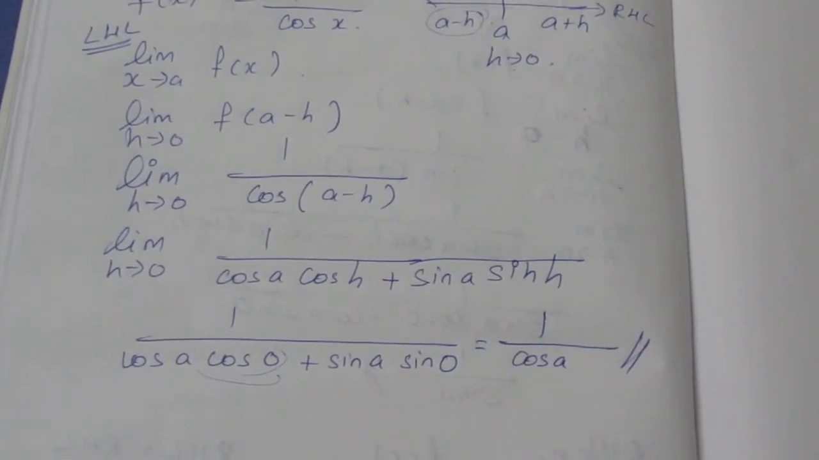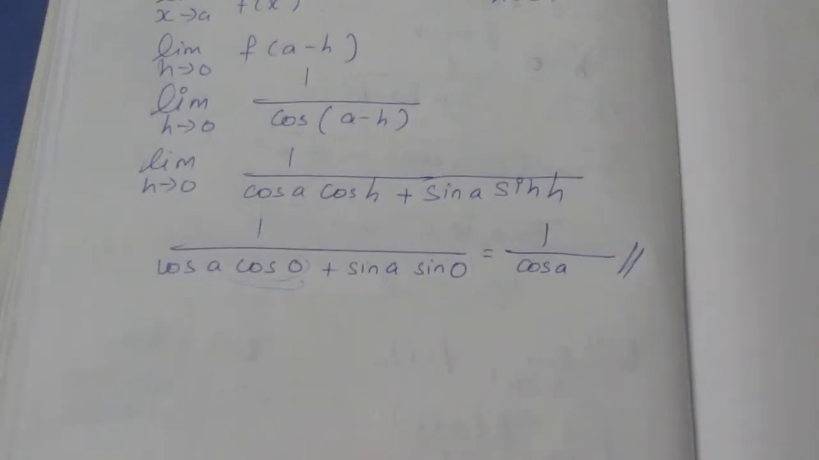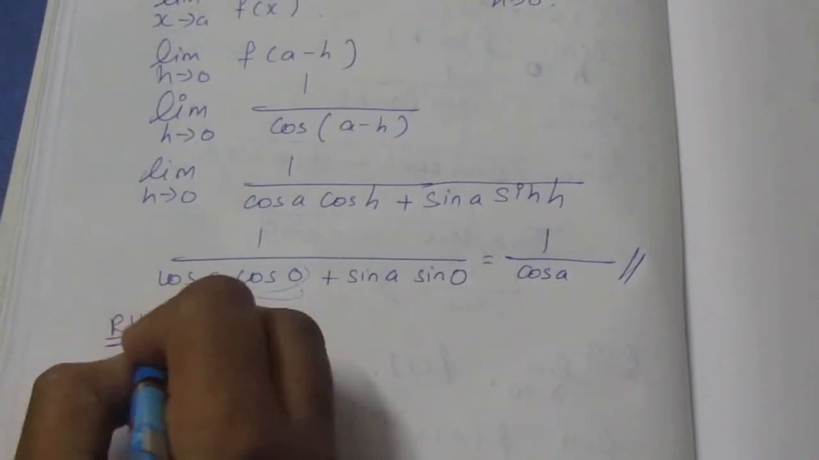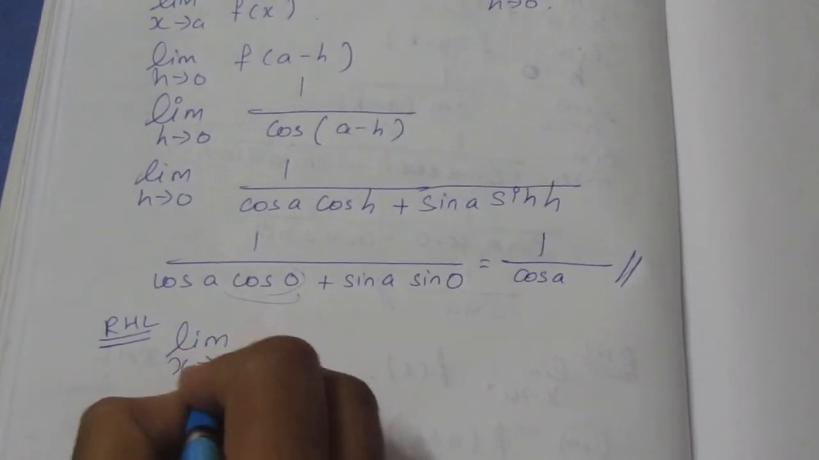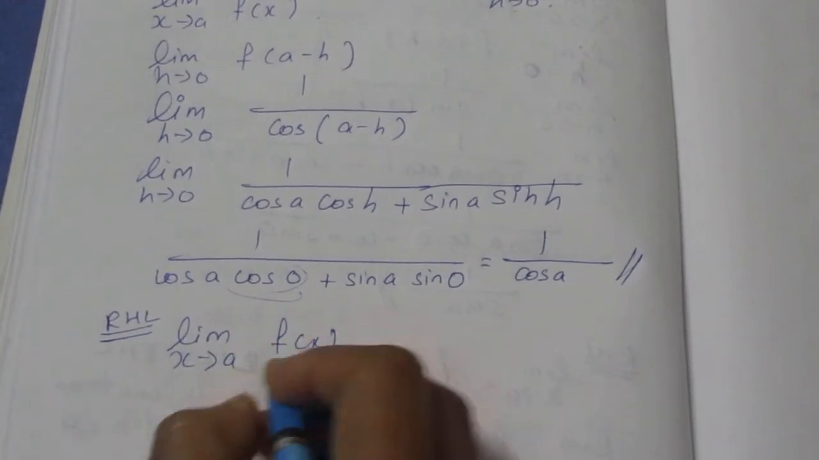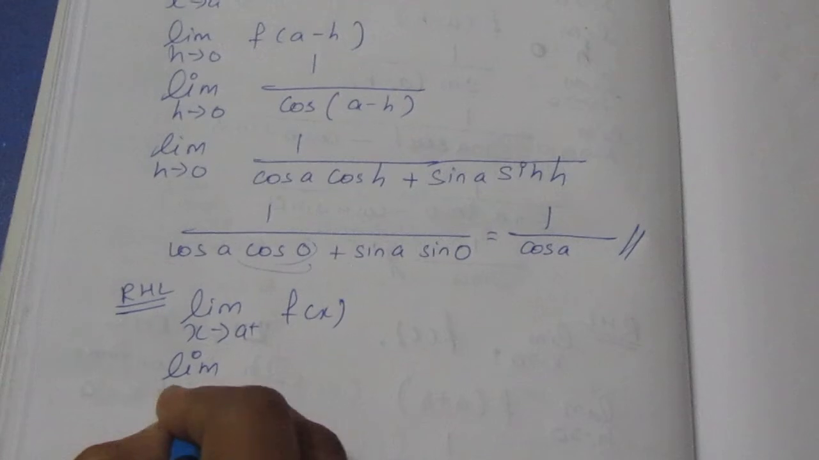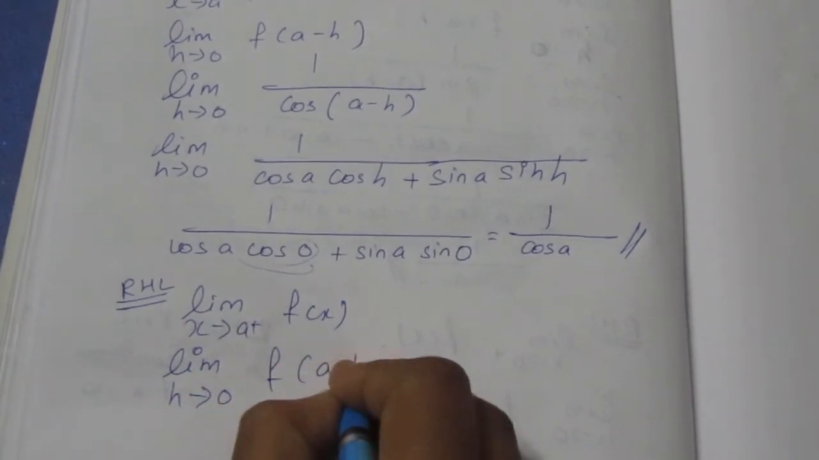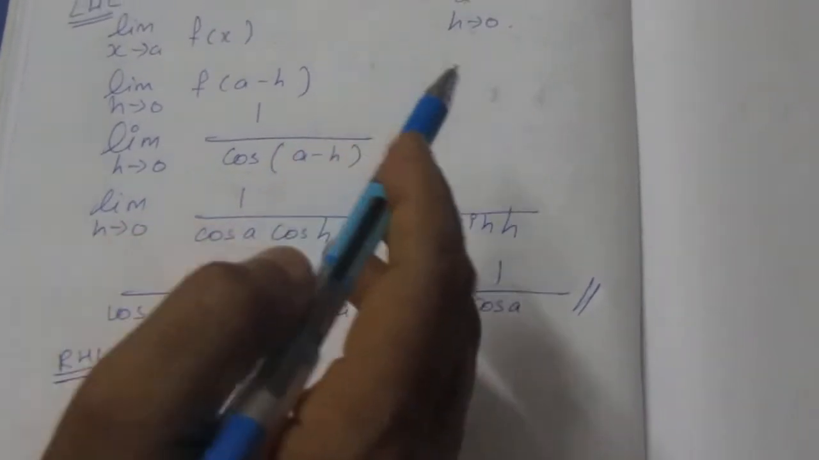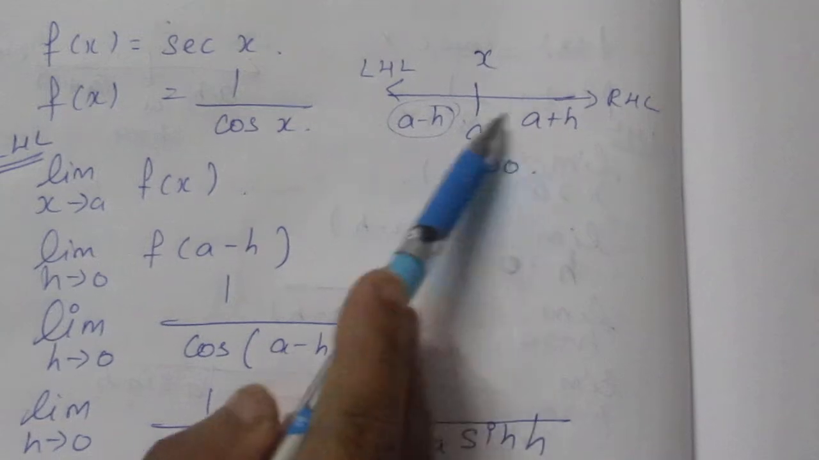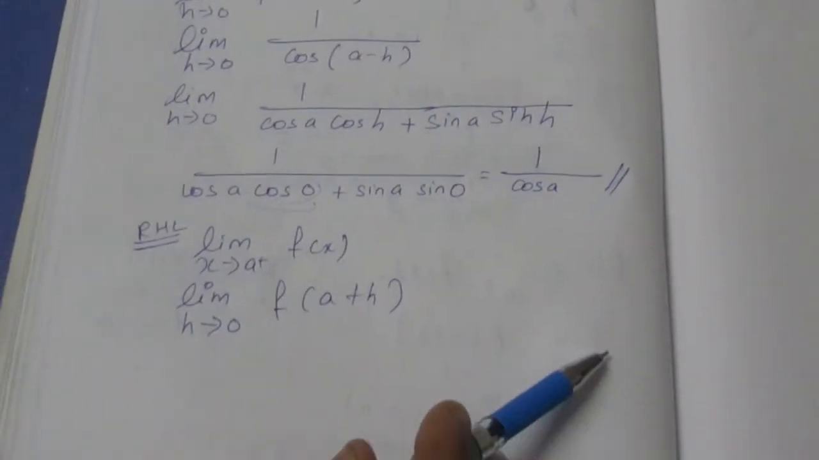Let us try it for the right hand limit. Here for the right hand limit, we are going to follow the same pattern. Limit x tends to a positive of f of x. Here limit h tends to 0 of f of a plus h. On the right hand side we have a plus h, so we are going to take a plus h.